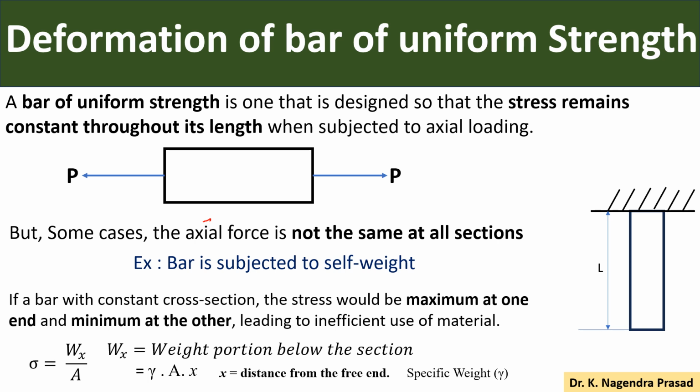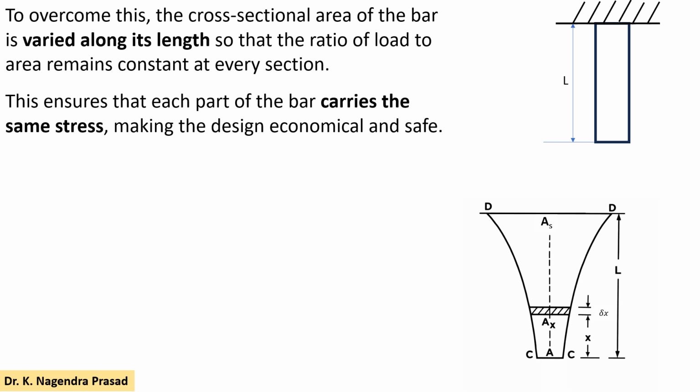So, in this example, stress is not the same in all the sections. To overcome this, the cross-sectional area of the bar is varied along its length so that the ratio of load to area remains constant at every section. We can observe this in the picture. Here, the cross-sectional area of the bar is varying along its length. This ensures that each part of the bar carries the same stress, making the design economical and safe.